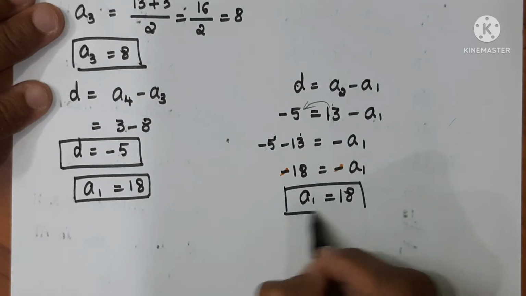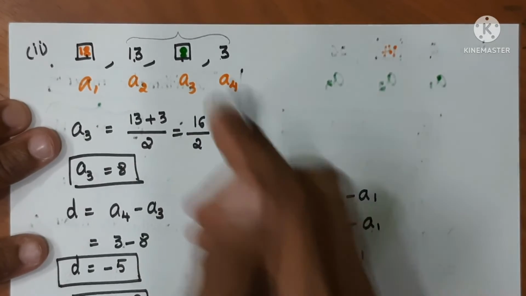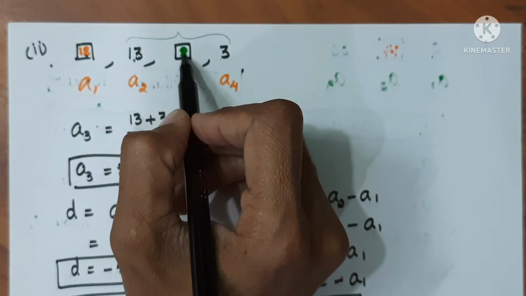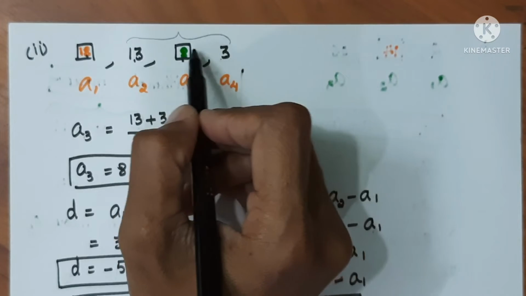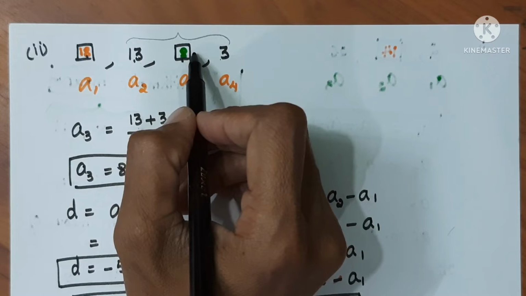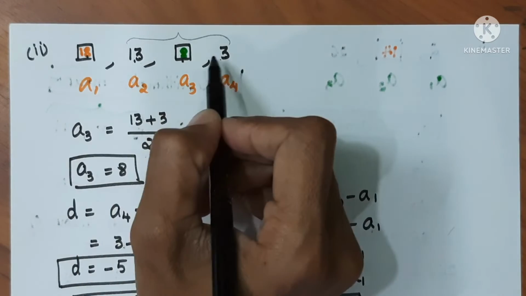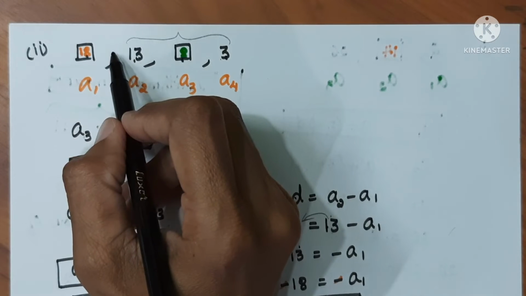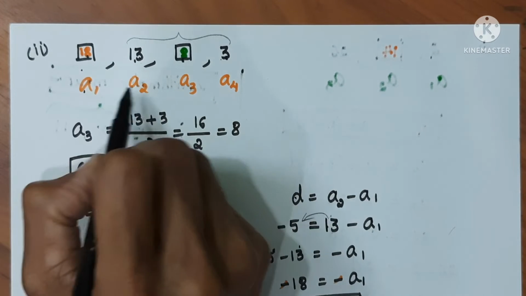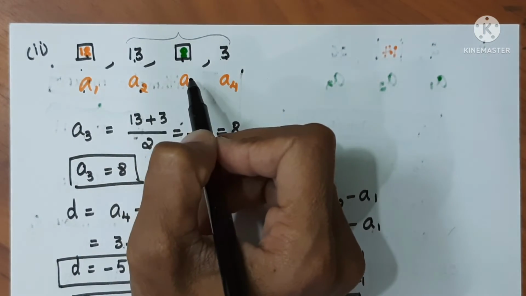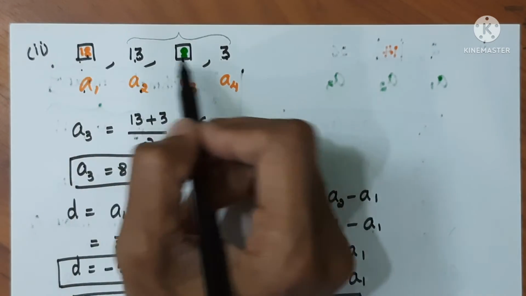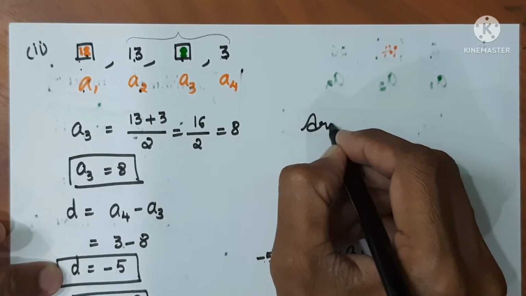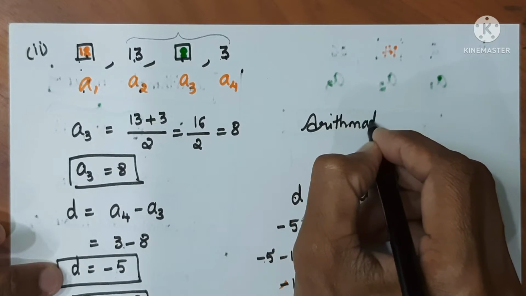Like this also you can find, or else directly you can find that 8 will be the third term, because the arithmetic mean of 13 and 3 is 8. After finding 8, you can find the common difference as minus 5. If you move in the opposite direction, you get 3, 8, 13, and after 13, we get 18. Here the common difference is minus 5, so the value of the terms will decrease. In this way, you can find the value of the first term and the third term. This is one method where we have used the arithmetic mean formula.